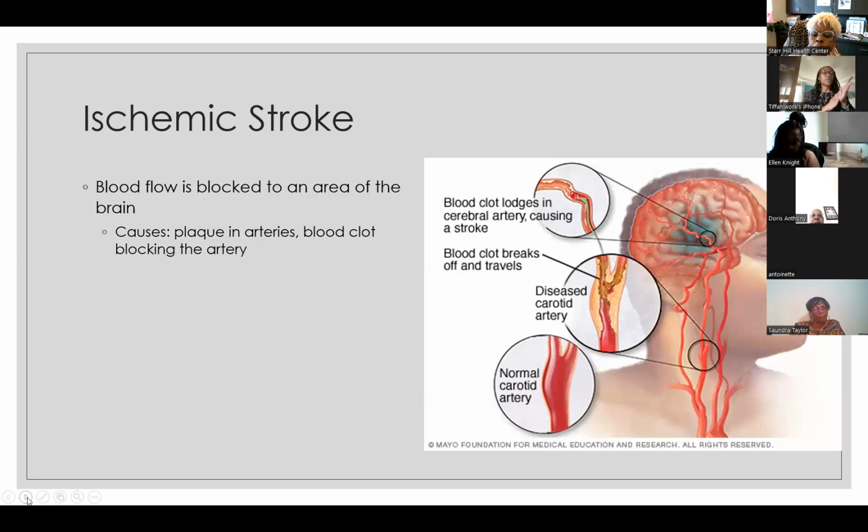What we're going to talk about mostly tonight, though, pertains to ischemic stroke, because this is the vast majority of strokes that people will encounter. And this is, again, no oxygen to the tissues, the cells, because the blood flow is blocked. So if you see that picture to the right, at the bottom, there's a normal artery. The carotid arteries are the arteries in the neck.